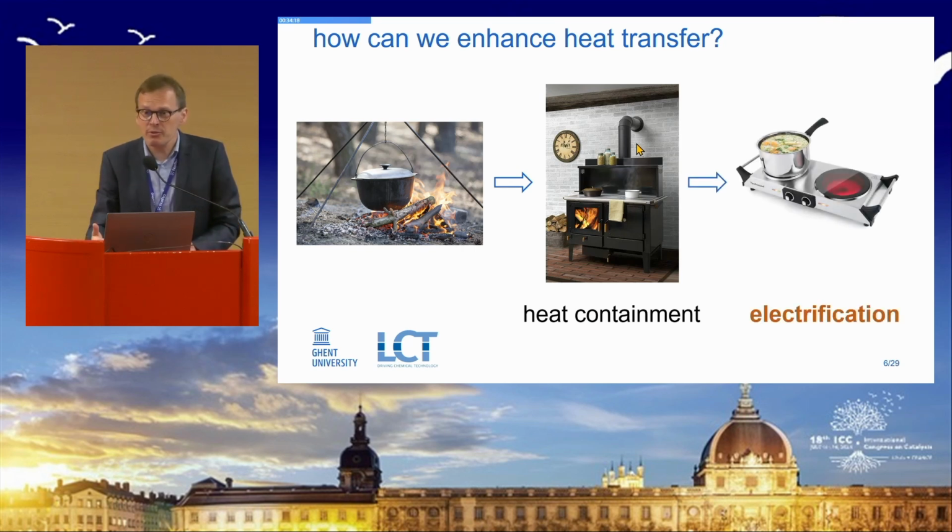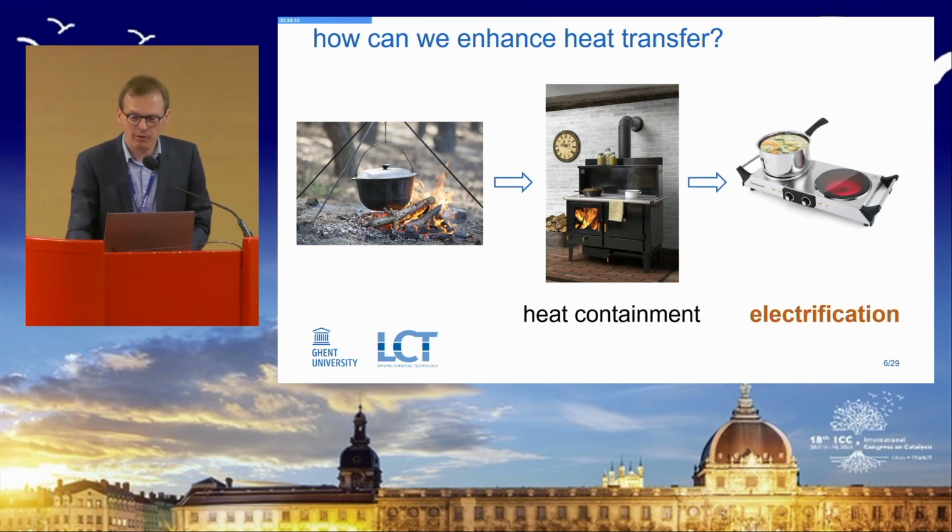So as a next step comes electrification, and I think we all know these types of plates for cooking. But still, you can wonder, can't we even do better than that? Because we do make use of electricity, the heat transfer area is optimized, but can't we do something smarter?